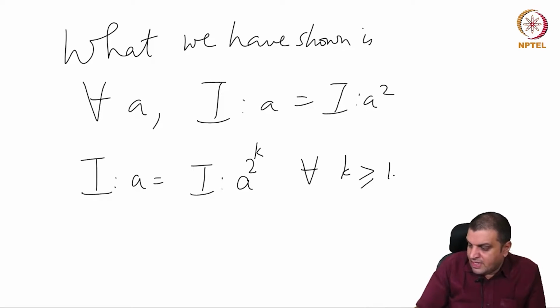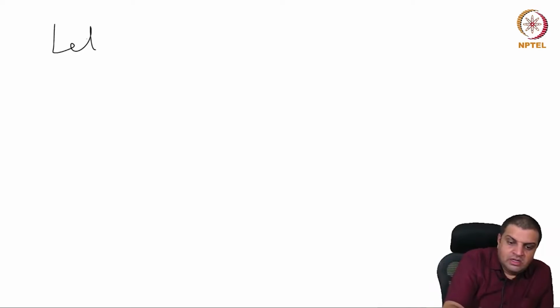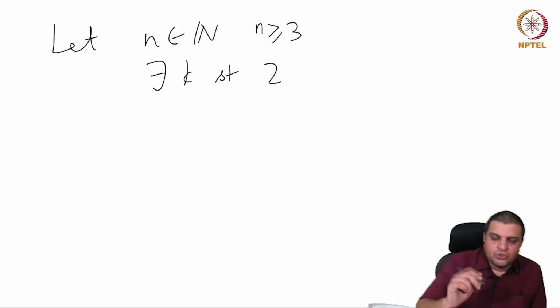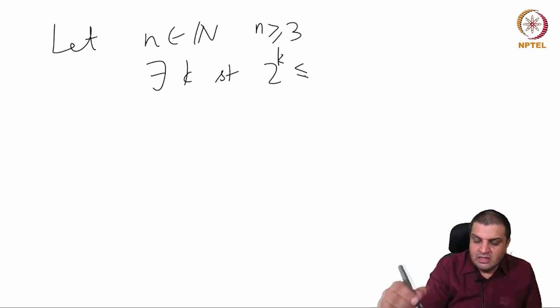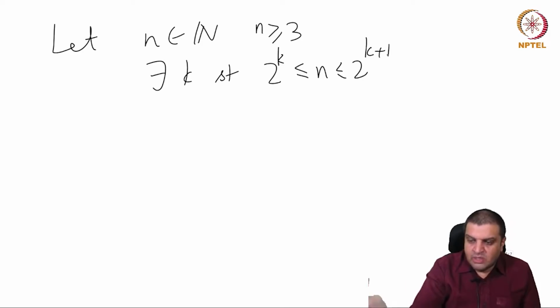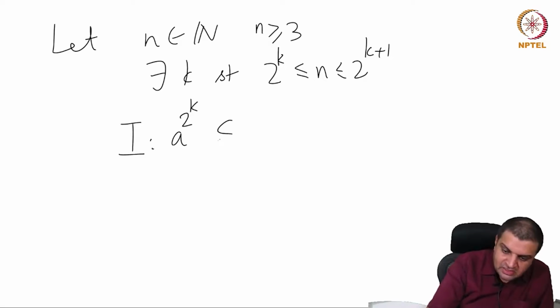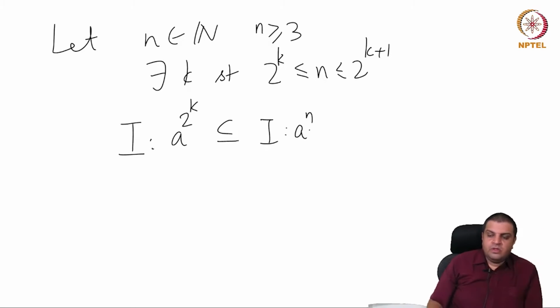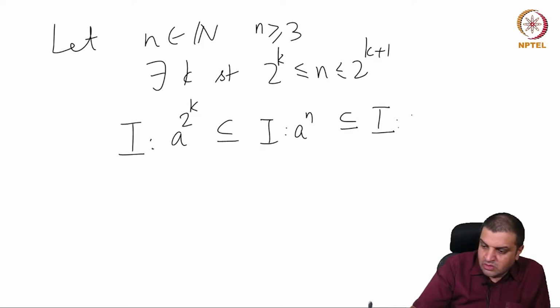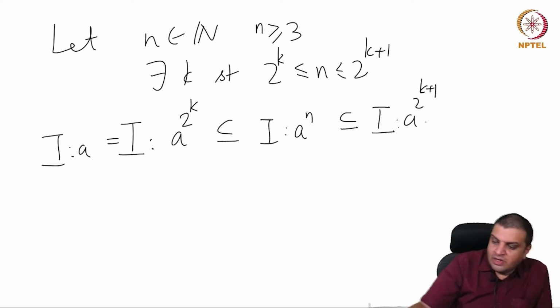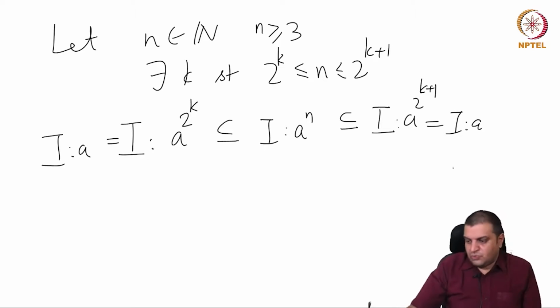So now given any n, let n be a natural number, say n greater than or equal to 3, because 2 we have already taken care of. Then there exists k such that 2^k is less than or equal to n, which is less than or equal to 2^(k+1). Anything that multiplies a^(2^k) will also multiply a^n, and that will also multiply a^(2^(k+1)). But we know that all of these are equal to (I : a), and that is the proof.